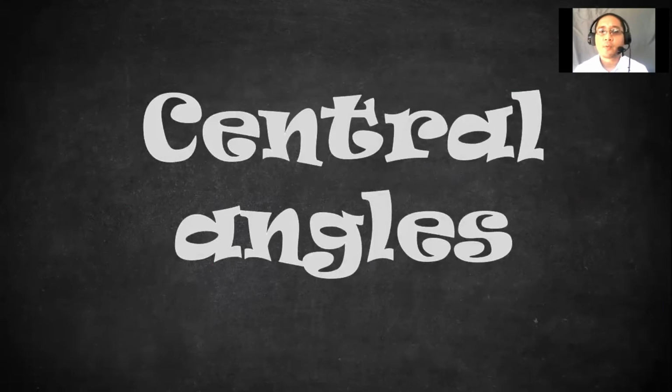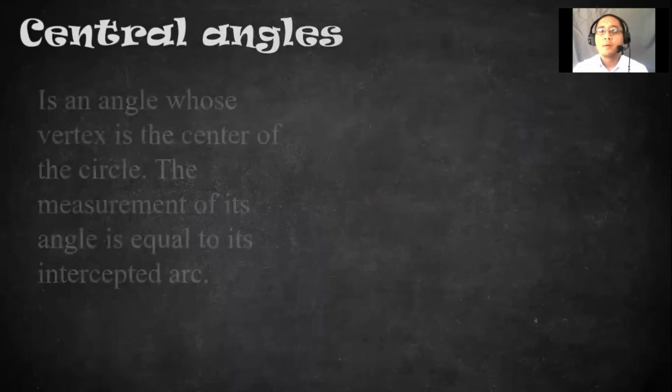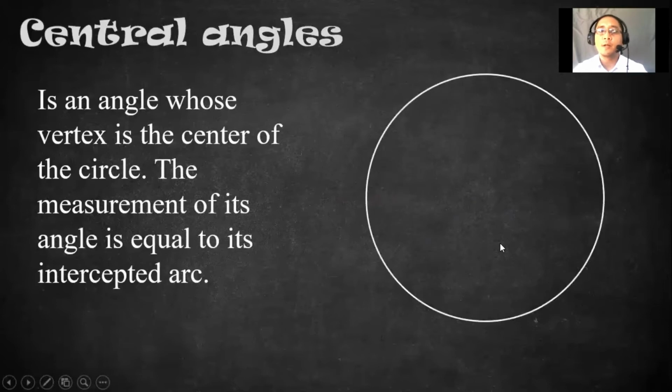Today's video, we will be focusing more on central angles. And let's start. What is a central angle? In mathematics, it is an angle whose vertex is the center of the circle, and the measurement of its angle is equal to its intercepted arc. Now let's have an example of an illustration of a central angle.